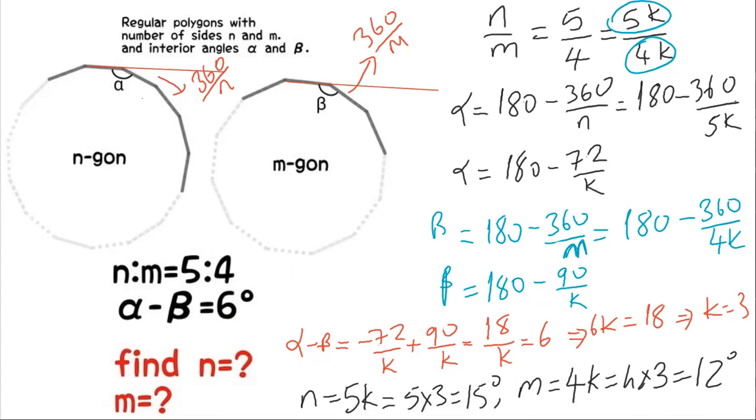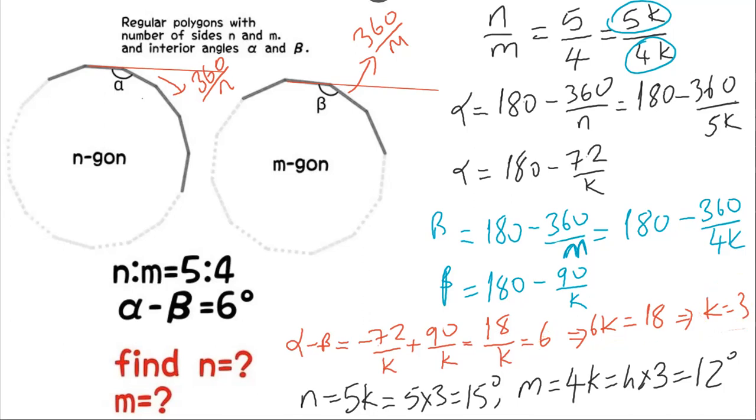Alpha minus beta is 6. We know that this is alpha, this is beta, so we can write them. When we subtract, these two cancel. So negative of this plus this will be this value, 6. Now let's simplify this. The bottoms are the same, so at the top it is 18. 18 over k is 6. So you can cross multiply: 6k is 18, k is 3.